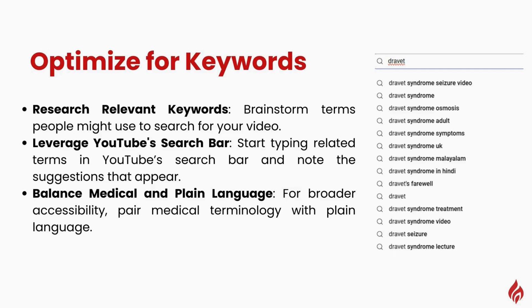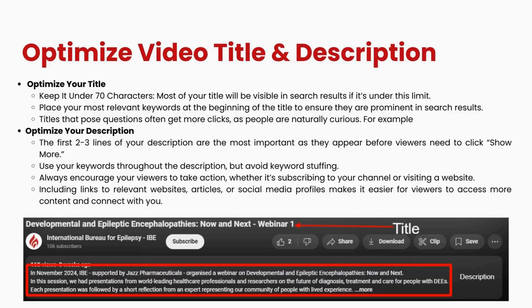When creating your video title, you want to aim to keep it under 70 characters to ensure that it's fully visible in search results. Place your most important keywords at the beginning for maximum impact. Titles that pose questions like, what is epilepsy? How can you manage it? Can spark curiosity and drive clicks.